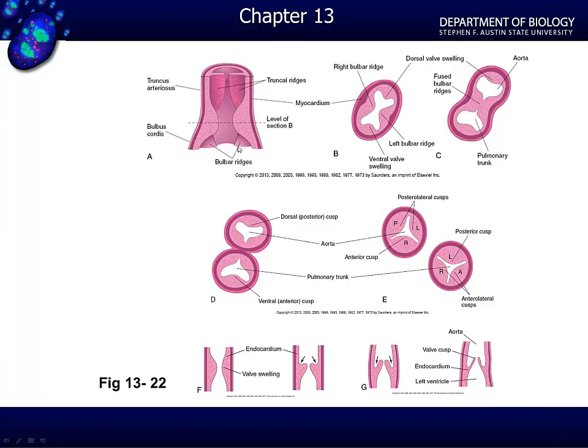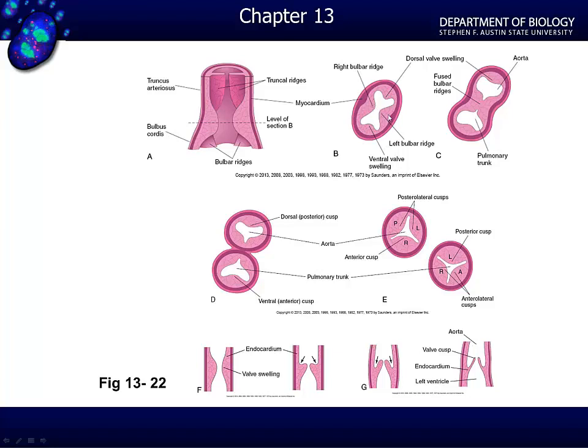So here we can see our bulbar ridges. These are going to be in the outflow side, dividing everything up. And here we're going to have our cusp swellings, the swellings for our semilunar valves. We see these lateral ones, well, dorsal and ventral. Then we have these ridges.